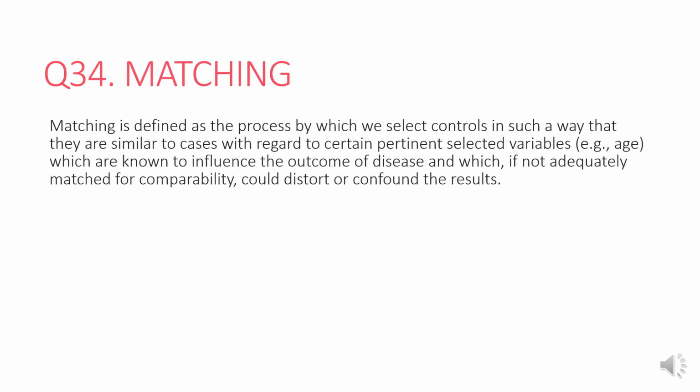Question 34 is matching. Matching is defined as the process by which we select controls in such a way that they are similar to cases with regard to certain pertinent selected variables, example age, which are known to influence the outcome of the disease and which, if not adequately matched for comparability, could distort or confound the results.